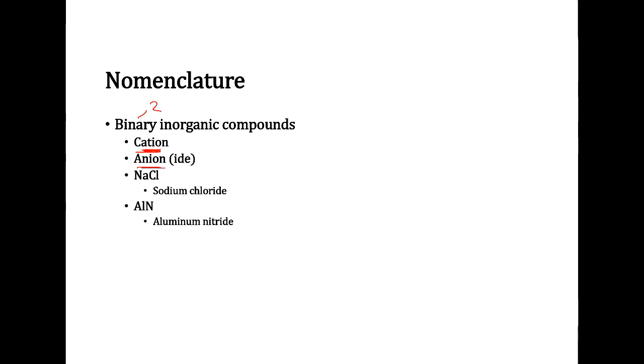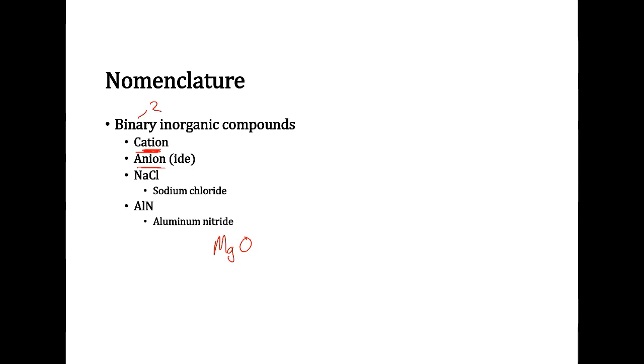So for instance, NaCl, that is sodium and chlorine, but we don't call it sodium chlorine, we call it sodium chloride. AlN, we don't call that aluminum nitrogen, we call it aluminum nitride. Let's look at the example that we explored last time, MgO. We're not going to call that magnesium oxygen. We would name that magnesium oxide.